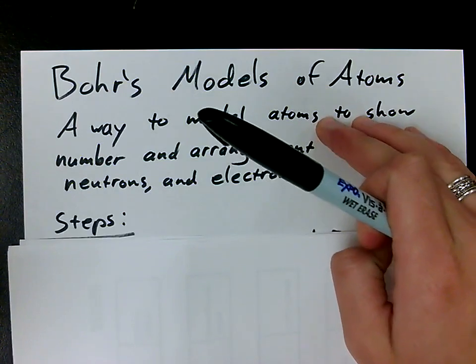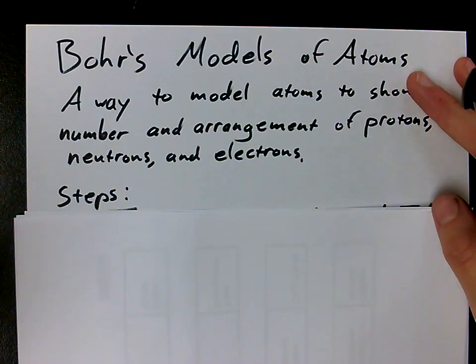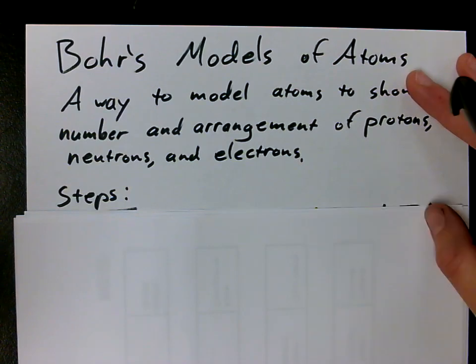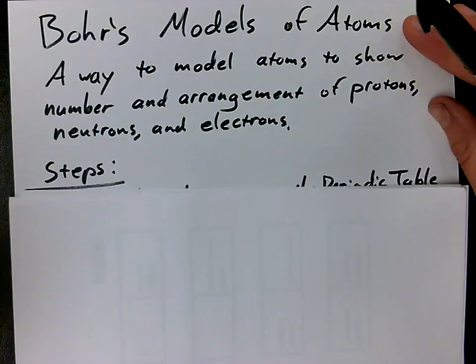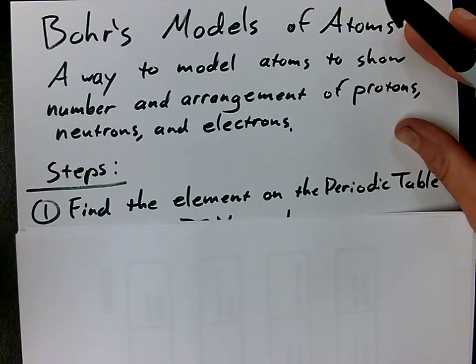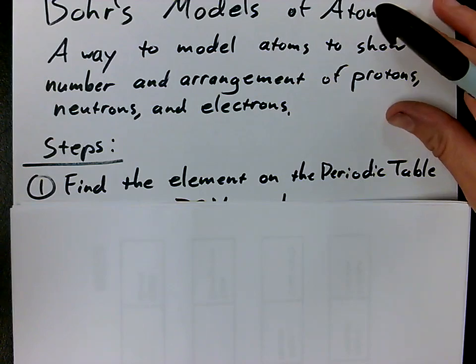All right. So we need to talk about the steps. And by the way, feel free to pause this video at any point. I'm going to sort of go through this quickly because you can pause me, unlike in class. So here are your steps for making a Bohr's model. First, we want to find the element on the periodic table, right?